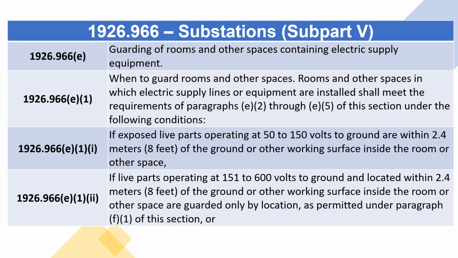1926.966(e) Guarding of rooms and other spaces containing electric supply equipment. 1926.966(e)(1) When to guard rooms and other spaces. Rooms and other spaces in which electric supply lines or equipment are installed shall meet the requirements of paragraphs (e)(2) through (e)(5) of this section under the following conditions.